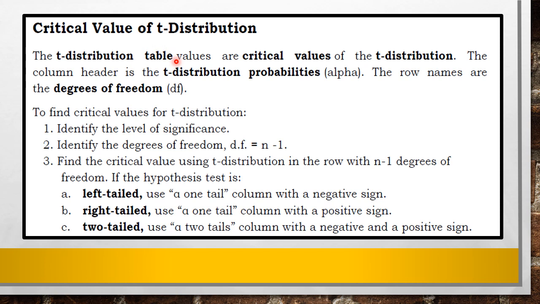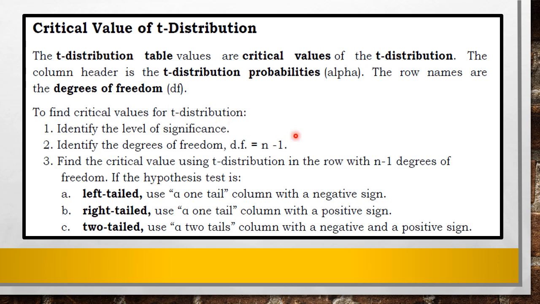Critical value of t-distribution. The t-distribution values are critical values of the t-distribution. The column here is the t-distribution probabilities or the alpha. The row names are the degrees of freedom. So, ang t-distribution naman ay gagamitin natin pag ang gamit natin ay t-test. So, anong kailangan na values para makuha ang critical value ng t-distribution? Dapat alam mo yung alpha level at alam mo din yung degrees of freedom. And aside from that, dapat alam mo din kung ano yung type of test.